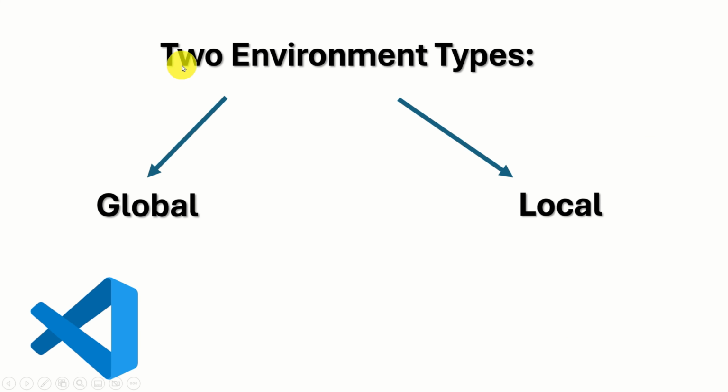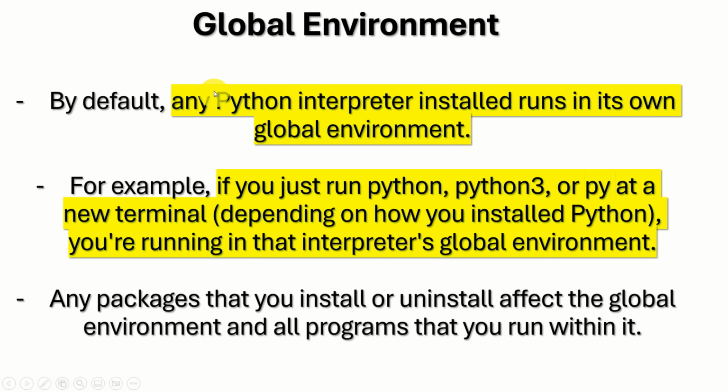Okay, so we have two environment types. We have a global environment and we have a local environment. Let's start with the global environment. So what is a global environment? By default, any installed Python interpreter runs in its own global environment.